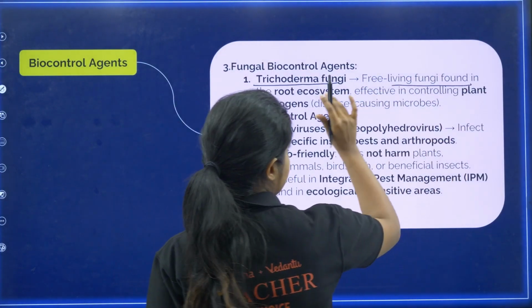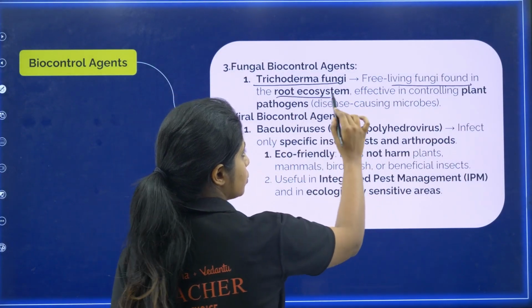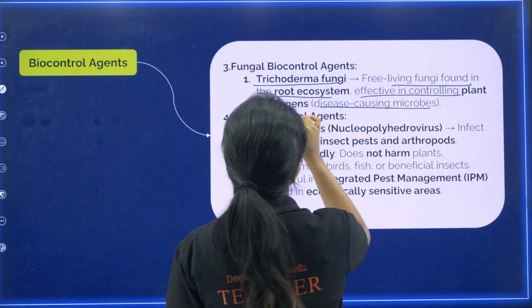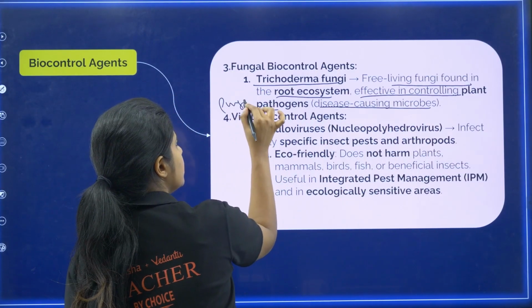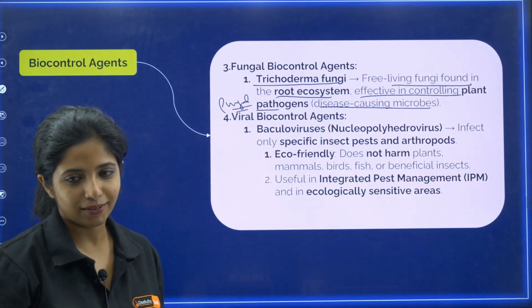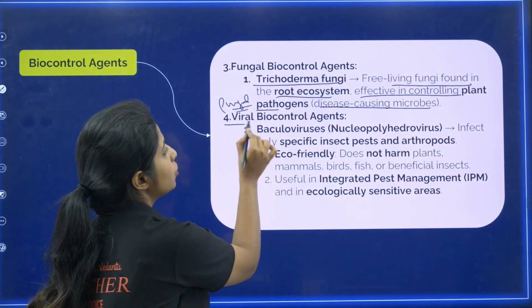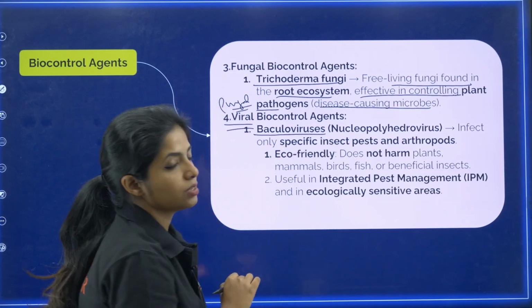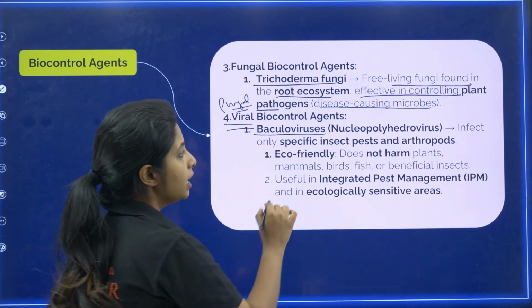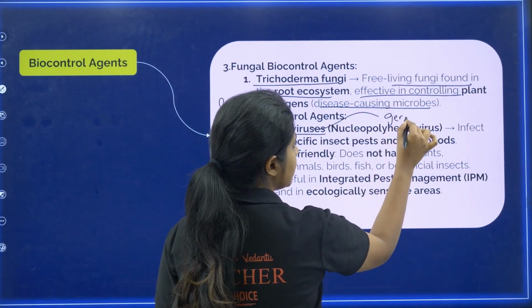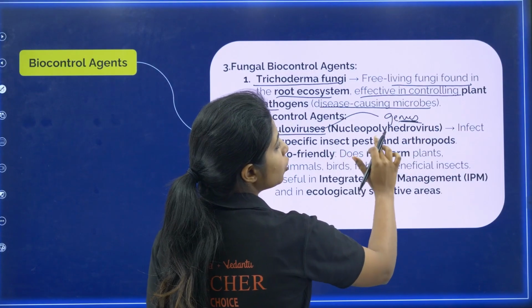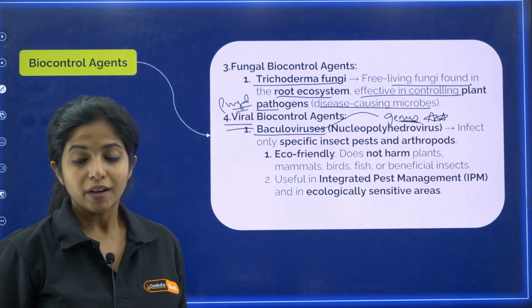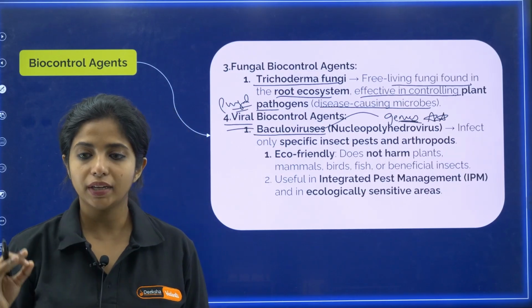They are free living fungi found in the root ecosystem, effective in controlling plant pathogens, that is, disease-causing microbes. Plant pathogens, what? Fungal only. So fungus is going to attack the fungus. Now there are viral biocontrol agents. There are certain viruses such as baculoviruses. They belong to the genus Nucleopolyhedrovirus. Very important information, this question is usually asked. So baculoviruses belong to Nucleopolyhedroviruses.